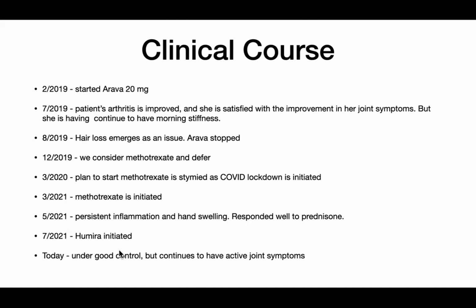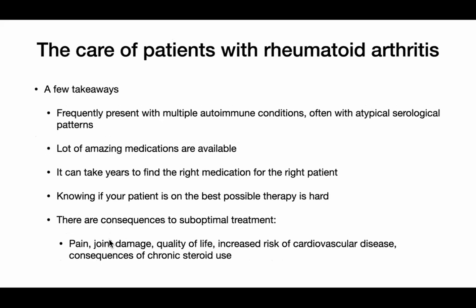Methotrexate start was delayed by about a year due to the COVID pandemic. But then she didn't really respond to the methotrexate, so we put her back on steroids. We don't love to have our patients on steroids because it creates so many problems. And then finally, we put her on a biologic, Humira, and she's under reasonable control, but it definitely isn't perfect.